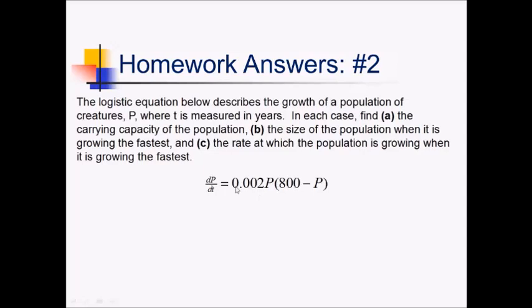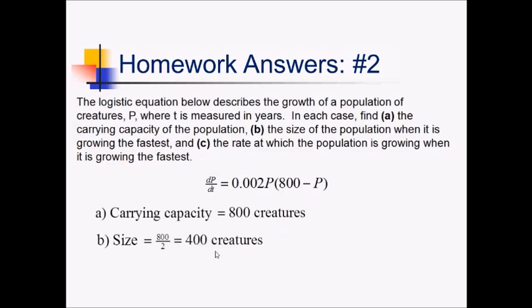On this problem, we've got a logistic equation describing growth of a population of creatures. We want to know, for part A, the carrying capacity of the population. Since this is already in k p times m minus p form, our carrying capacity is just this m value here of 800. So 800 creatures. And then the size of the population when this thing's growing the fastest, that's just going to be half the carrying capacity, always is. So half of 800 is 400 creatures.